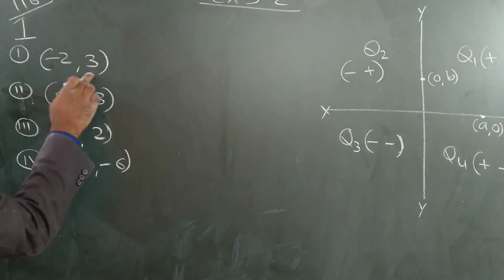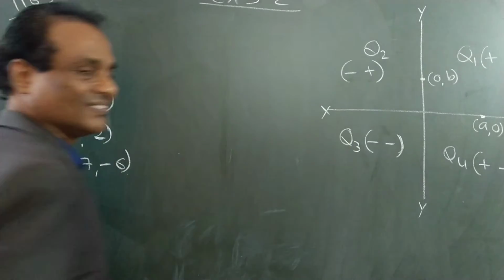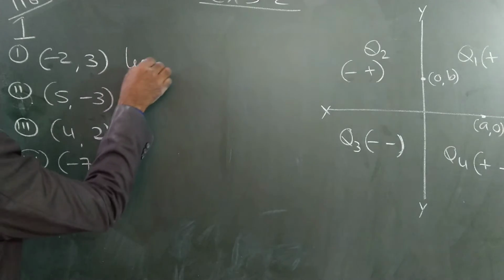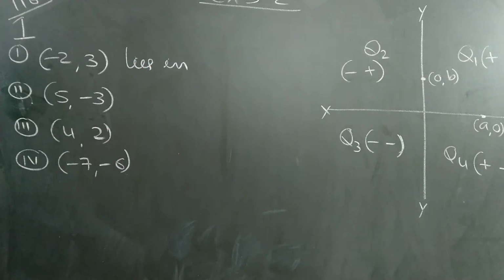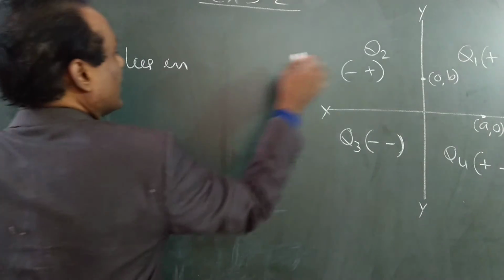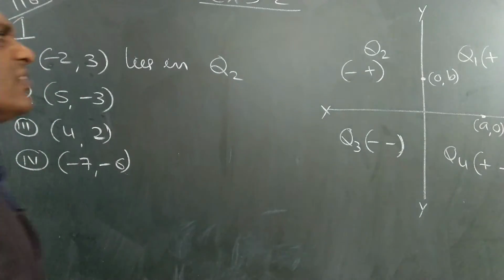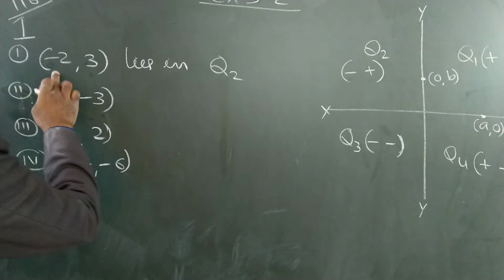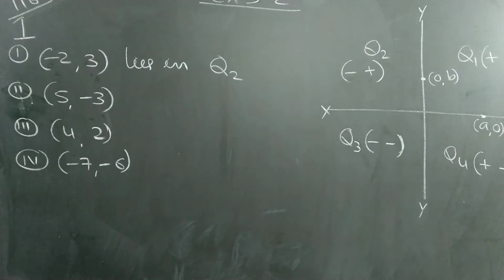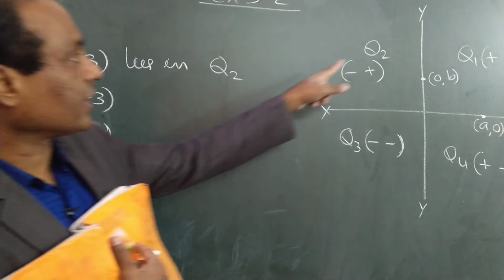X negative, Y positive. Lies in which quadrant? X negative, Y positive lies in second quadrant. You can write some description. Here X is negative, Y is positive, therefore lies in Q2. Like that you can write.